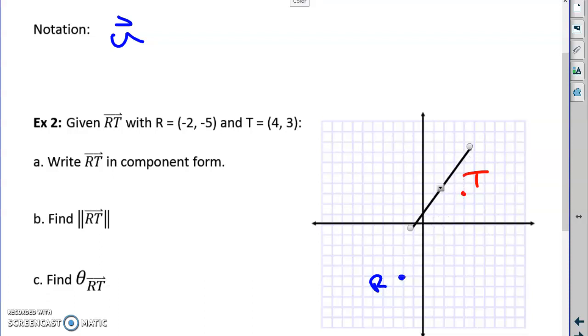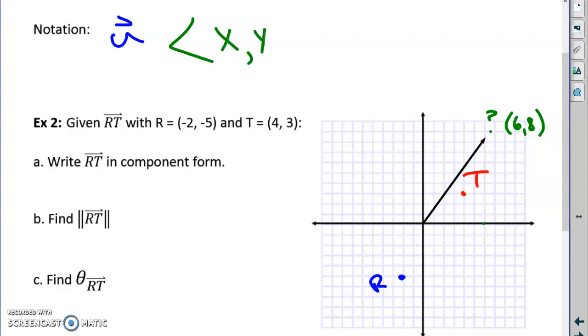Since I have the availability of a smartboard, I can simply do this. And what I would then be looking for is, where is the terminating point? And we can count boxes and go 1, 2, 3, 4, 5, 6. 1, 2, 3, 4, 5, 6, 7, 8. So that point is (6, 8). How we would write that is pointed brackets. So in this case, vector RT is the vector <6, 8>. What that means with pointed brackets, it's not a point. Rather, it's a vector that starts at the origin and ends at point (6, 8).